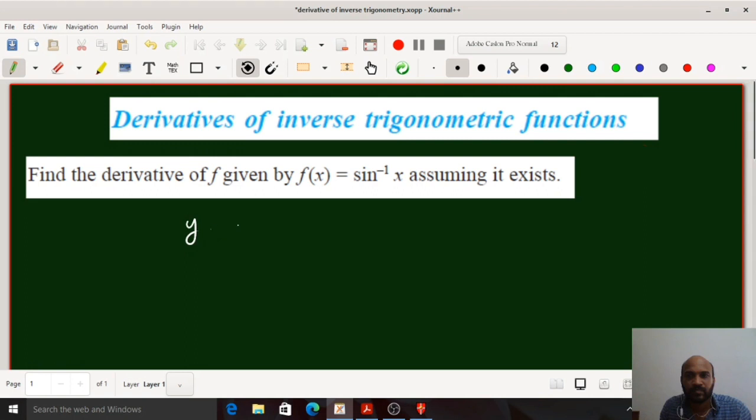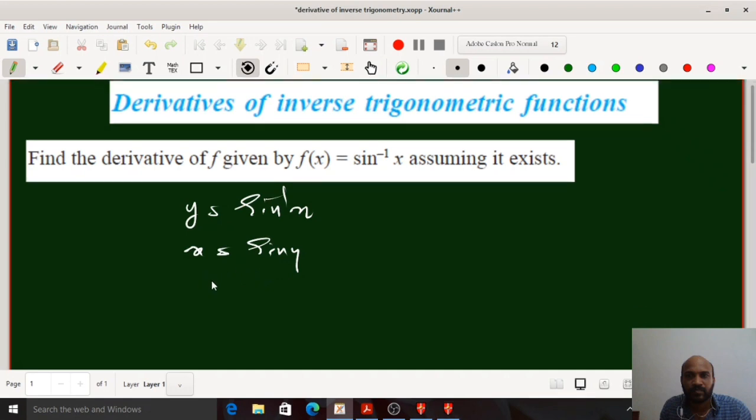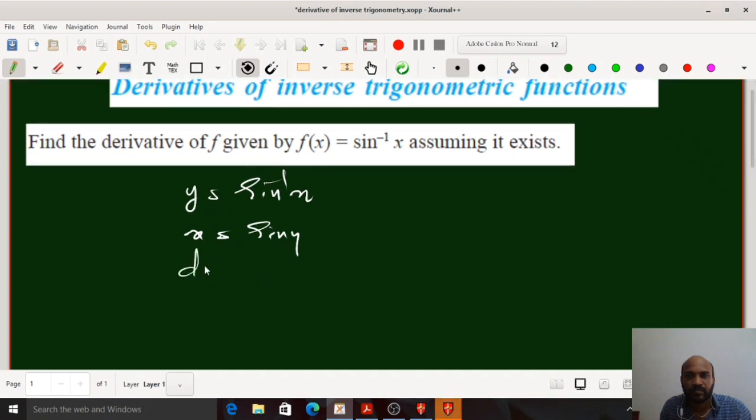So let y equal to sine inverse of x. If y equal to sine inverse of x, what is value of x? X will be sine y. Then differentiating this equation with respect to y. So left hand side is dx by dy is equal to d by dy of sine y. What is d by dy of sine y? That is equal to cos y.